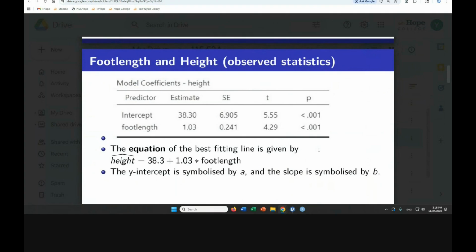The harder one was interpreting 1.03, little b. Does anyone want to try? 1.03 is the predicted rise in height for every 1 unit increase in which variable? 1.03 is the predicted rise in height for every 1 unit increase in foot length. Very good. Excellent. So make sure these things are copied down in your slides.